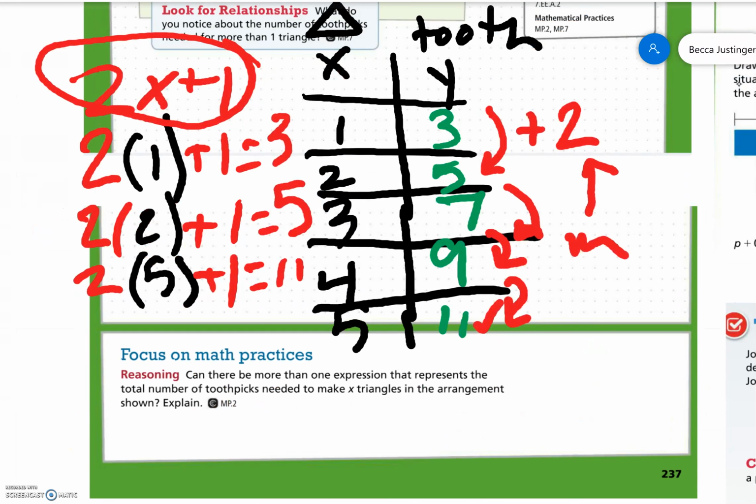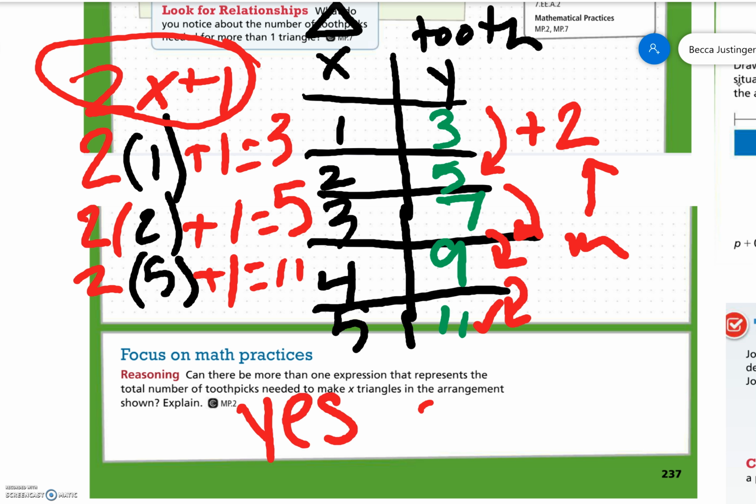Focus on math practices. Can there be more than one expression that represents the total number of toothpicks needed to make X triangles in the arrangement shown? Explain. Instead of adding 1, we could possibly multiply by 2 or by 3, maybe 4, and subtract some. So yes, there are multiple ways to write this.